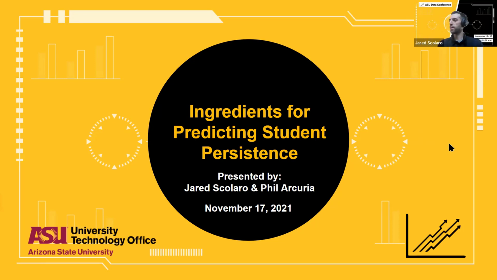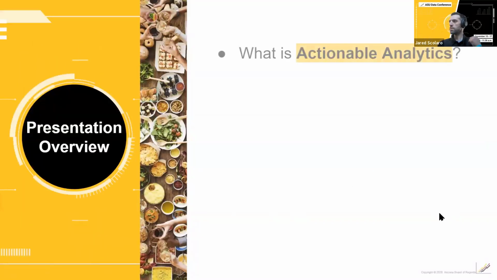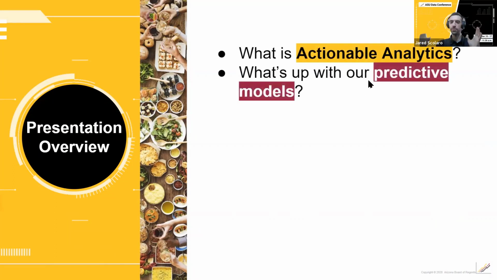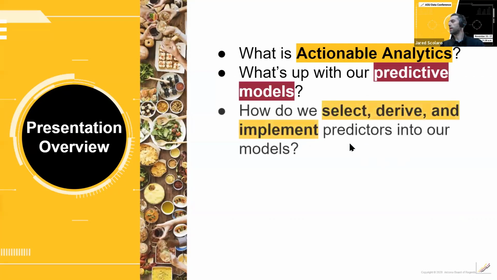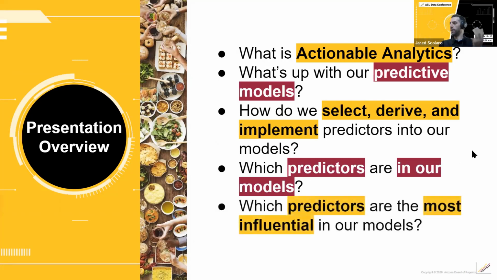So the kind of questions we're going to be addressing in this presentation. First of all, starting with the intro, what's actionable analytics? What's up with our predictive models? What are these? How do we select, derive, and implement predictors into our models? And then what predictors have we actually chosen to implement in our predictive models? And of these predictors, which are the most influential?